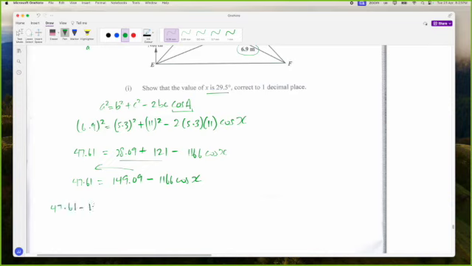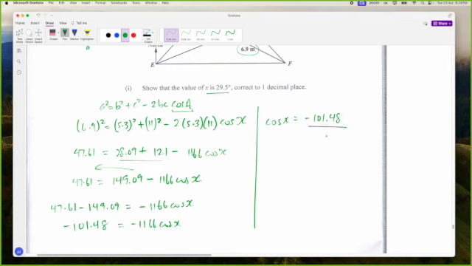47.61 minus 149.09 is equal to negative 1166 cos of x. So this side works out to be 47.61 minus 149.09, which is negative 101.48, and that is equal to negative 1166 cos of x. So therefore we could see here that the cos of x is negative 101.48 divided by negative 1166.